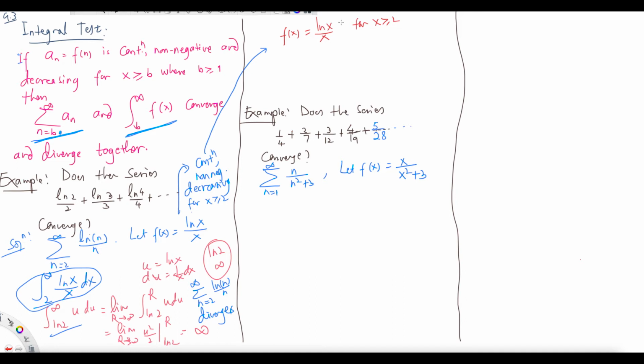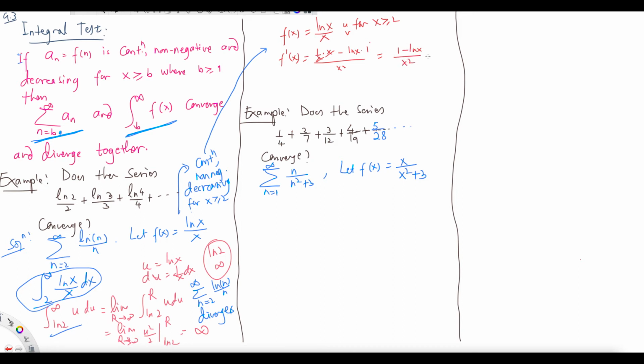Okay, and how do I show the decreasing? Let's find f prime of x. What is f prime of x? What is the derivative of f of x? That is like u over v format. So the derivative of the numerator, 1 over x, times the denominator, x, minus the numerator times the derivative of the denominator, which is 1, and divide by x squared. So what do you get? You cancel that x and x. You get 1 minus natural log of x divided by x squared.